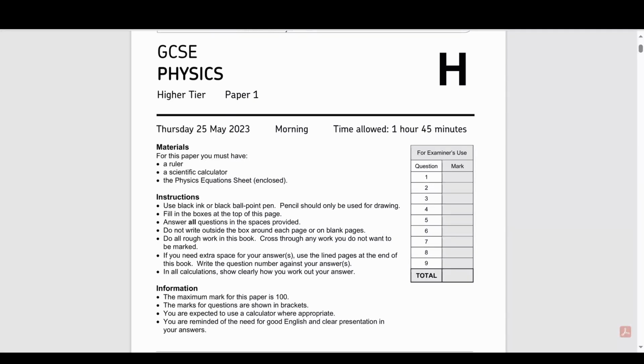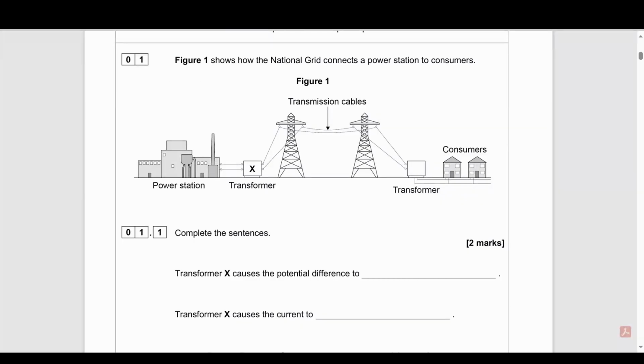This will be a walkthrough of the AQA GCSE Physics 2023 Higher Tier Paper 1. Question 1. Figure 1 shows how the national grid connects a power station to consumers. Complete the sentences.